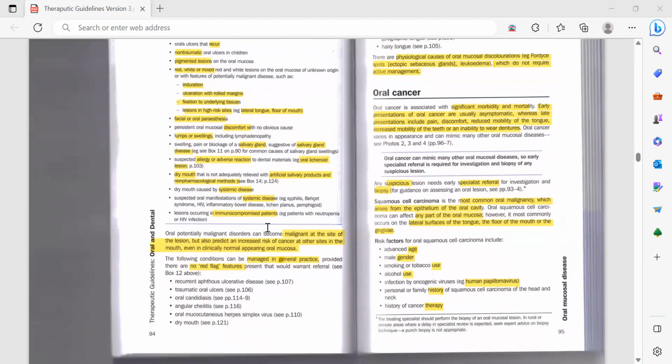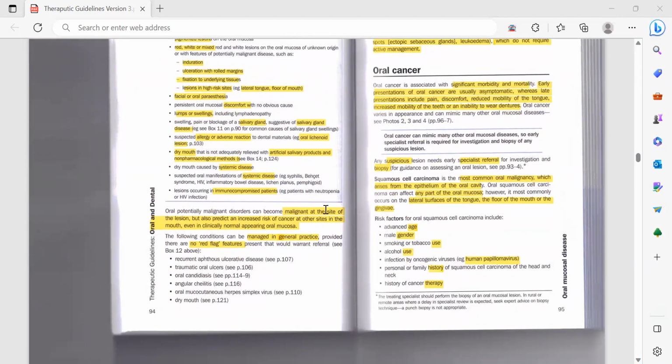Oral potentially malignant disorders can become malignant at the site of the lesion, but also predict an increased risk of cancer at other sites in the mouth, even in clinically normal appearing mucosa. Okay, so malignancy can happen like the primary malignancy and secondary malignancy, right?